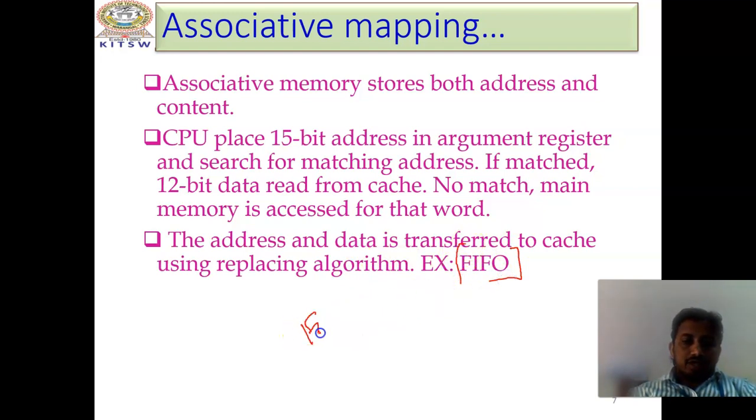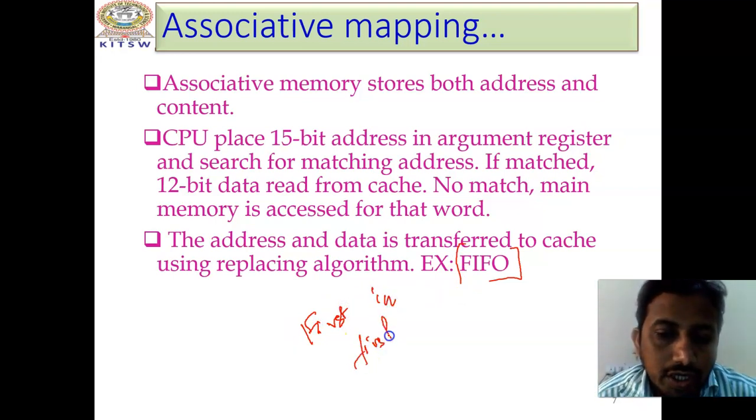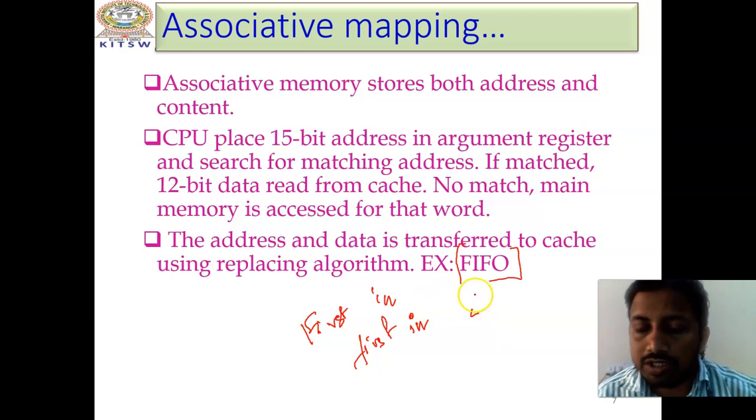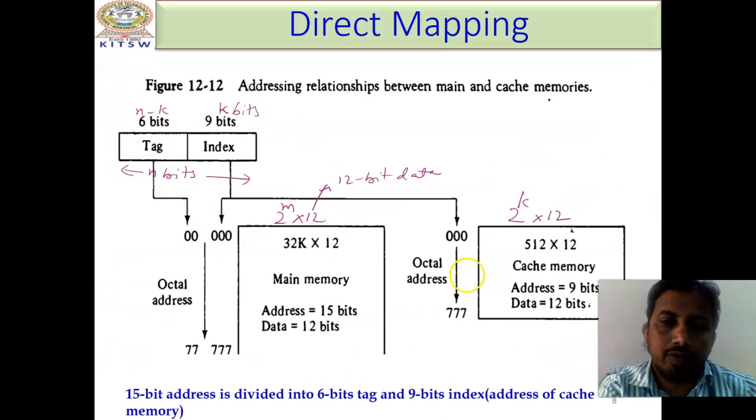FIFO is nothing but first in, first out. Usually it is a first in, first out algorithm, or the least frequently used or least recently used data would be removed.